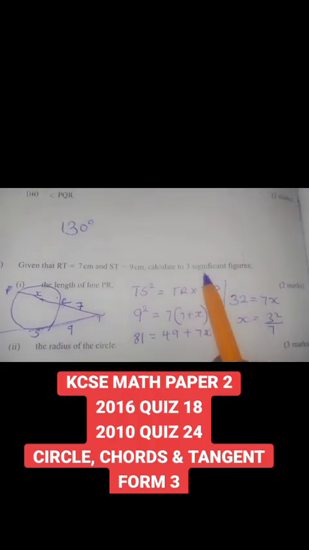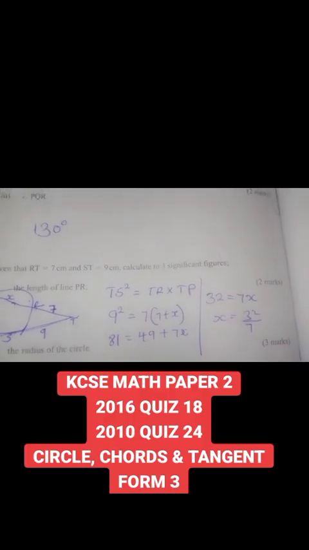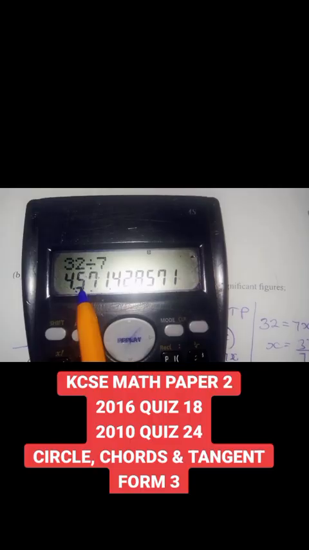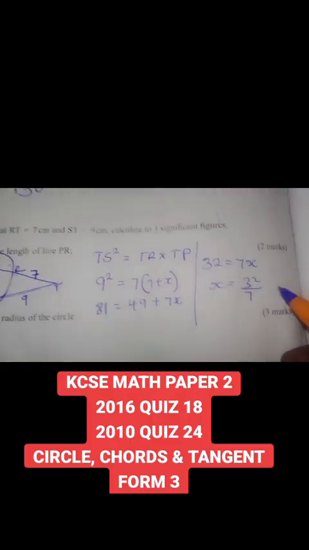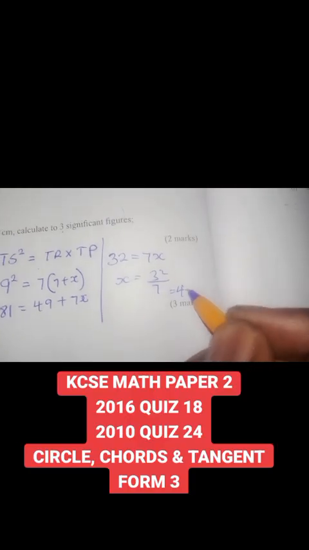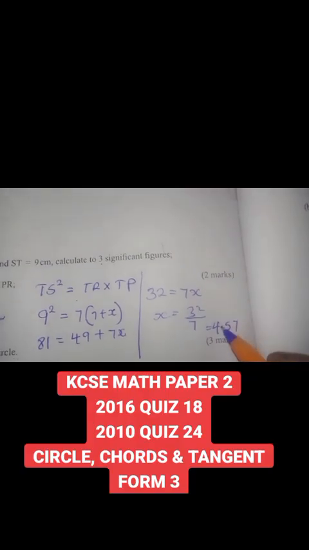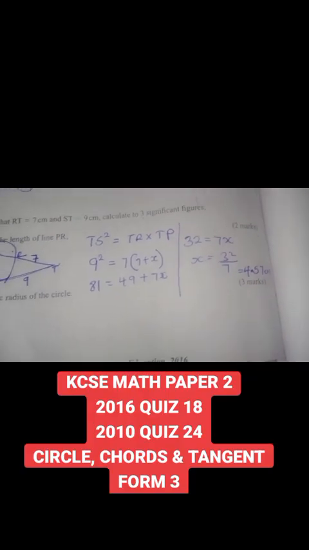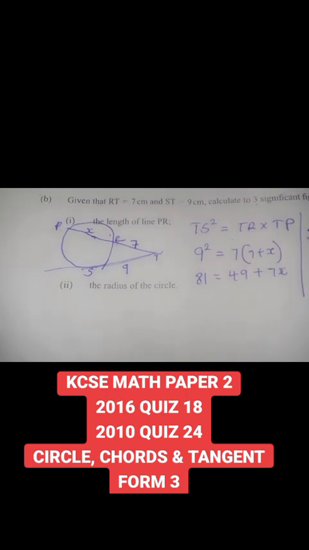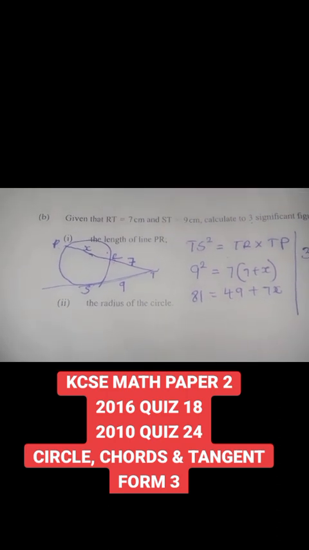They're asking us to give our answer to 3 significant figures. So what I can see on the calculator, the significant figures are 4, 5, and 7. So I'll just write my answer as 4.57 centimeters.